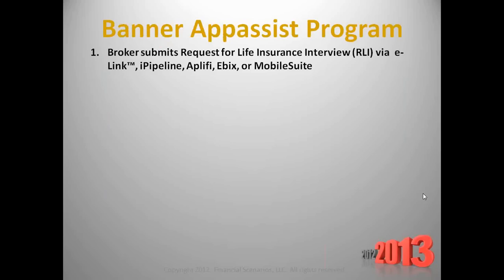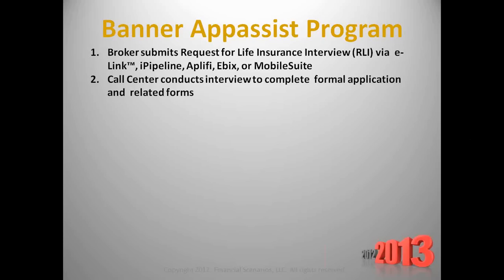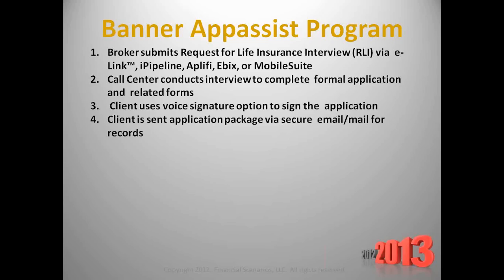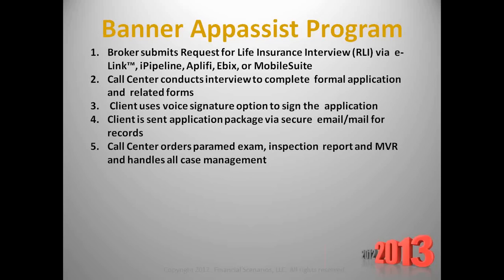First of all, with this Banner App Assist program, the way it works is that you submit a request for a life insurance interview. So basically you're asking Banner to interview your prospect, your client. That call center conducts this interview to complete a formal application and fills out the forms. The client uses what they call a voice signature option to sign the application, so there are no wet applications needed. The client gets the application package via secure email for their records.